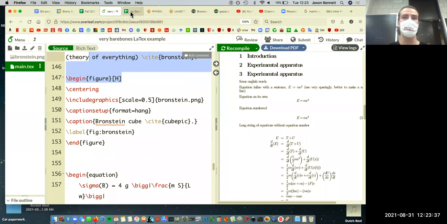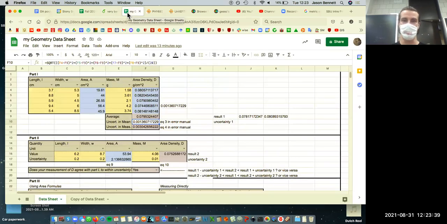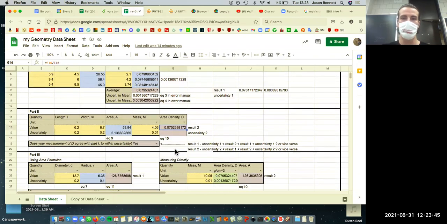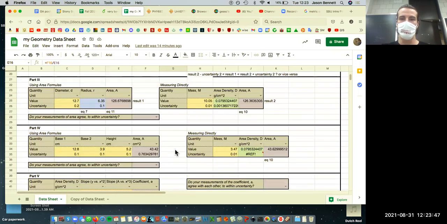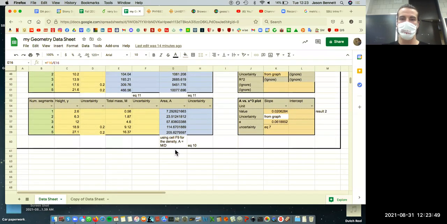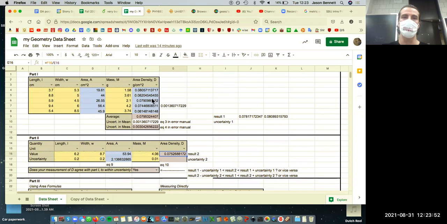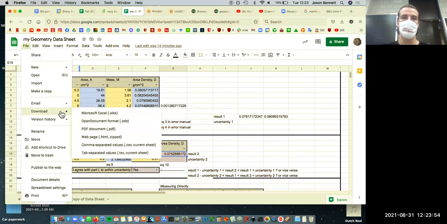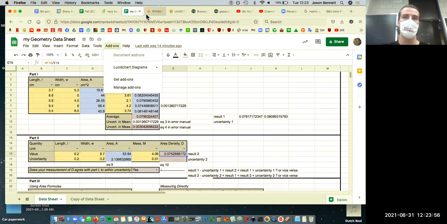But the Excel, that's something that you need to do regardless of if you go to grad school. So that's definitely not extra credit. That's a requirement. So you'll take this, and you'll download it as an Excel and submit it with the assignment in addition to the PDF or whatever.